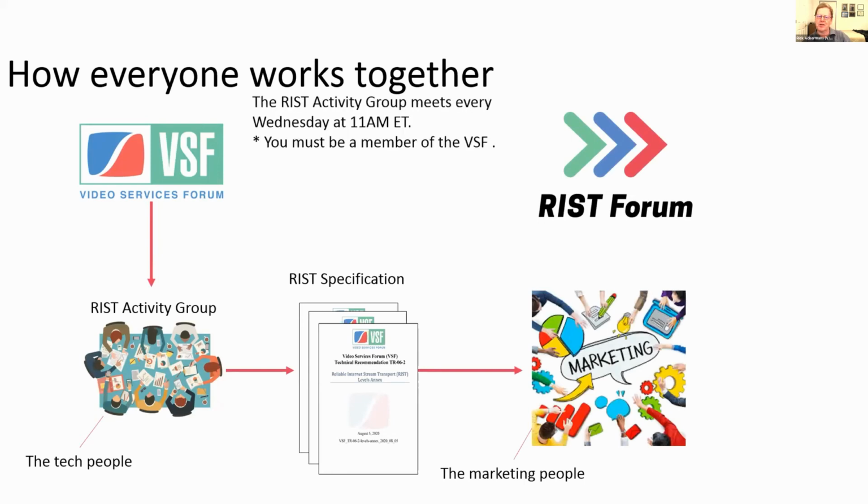As I said earlier, the RIST activity group meets Wednesdays at 11 a.m. You must be a VSF member to attend. I assume most of you on this call are. And then we have the RIST Forum, which is the marketing and education, and they meet at noon every other week immediately after the activity group meeting. That is a separate entity from the VSF, so they have their own membership requirements.